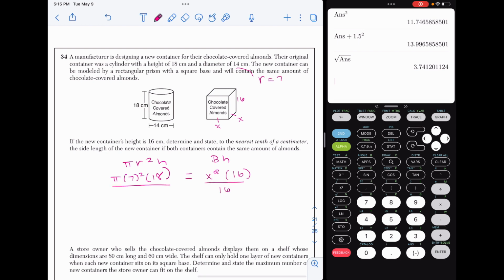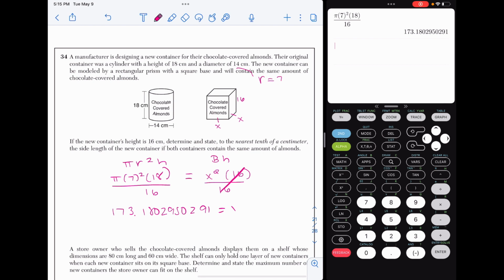I want to basically get x by itself, so I'm going to divide both sides by 16, and I'm going to put this whole big thing in my calculator. So this is a lot to type in. So I have pi times 7 squared times 18 divided by 16. So I got 173.108295029 is equal to x squared. I want to take the square root of that. And we are asked to round this to the nearest tenth. So I got that 13.2 is our value of x. That means that is basically the side length of the new container.